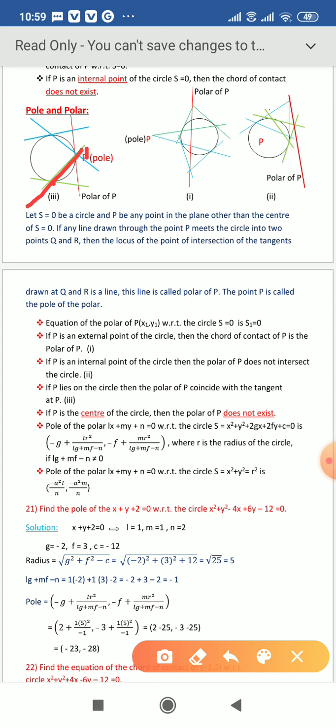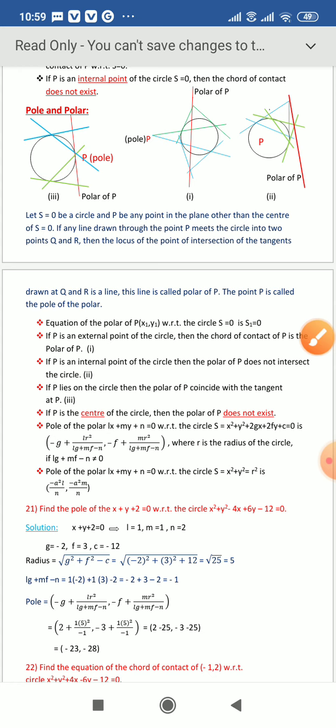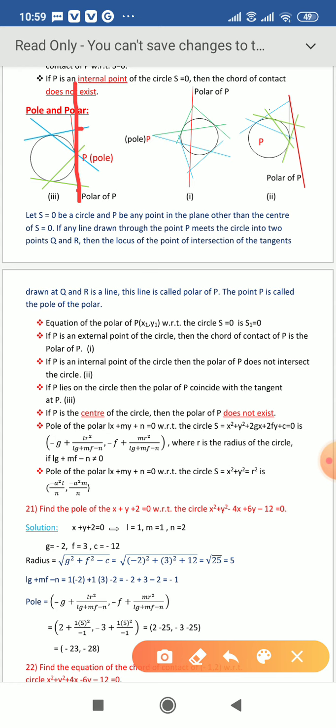Draw the tangents at these points of intersection. So this is one tangent and this is another tangent. This is the point of intersection of the tangents. This is another point of intersection. We take the line joining these points of intersection. The first point of intersection is this and the second point of intersection is this. Take the line joining them. This is the polar of P with respect to the circle S = 0.